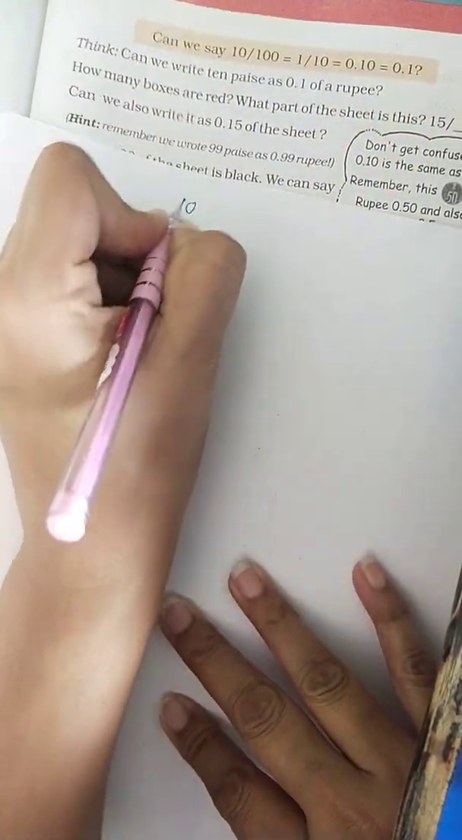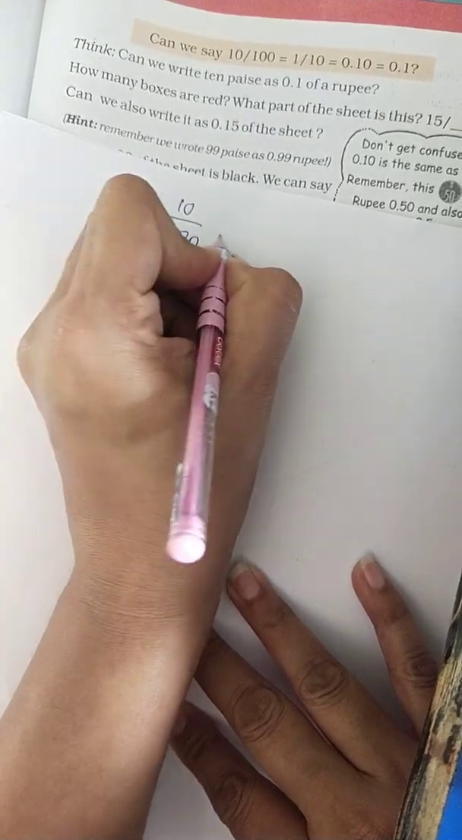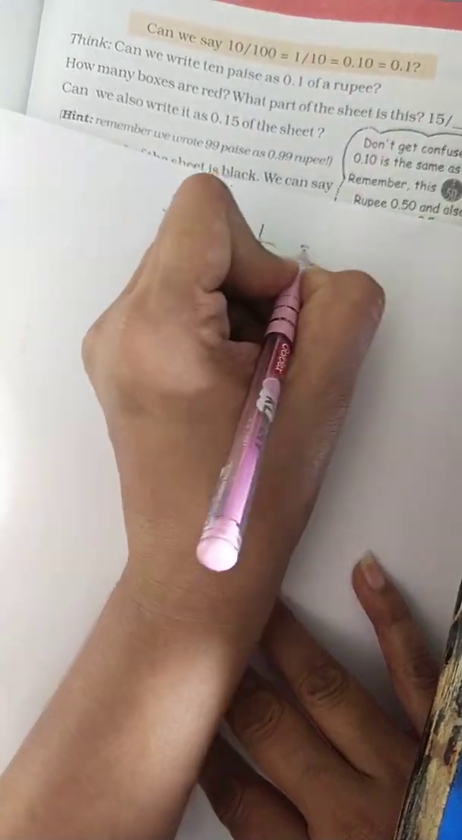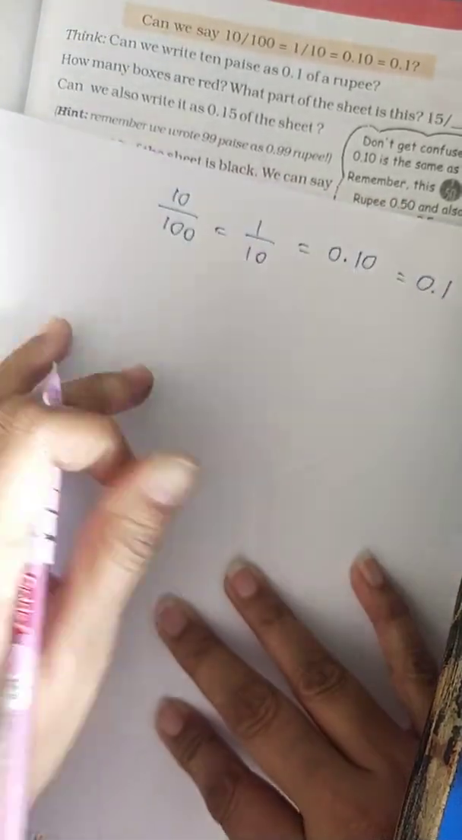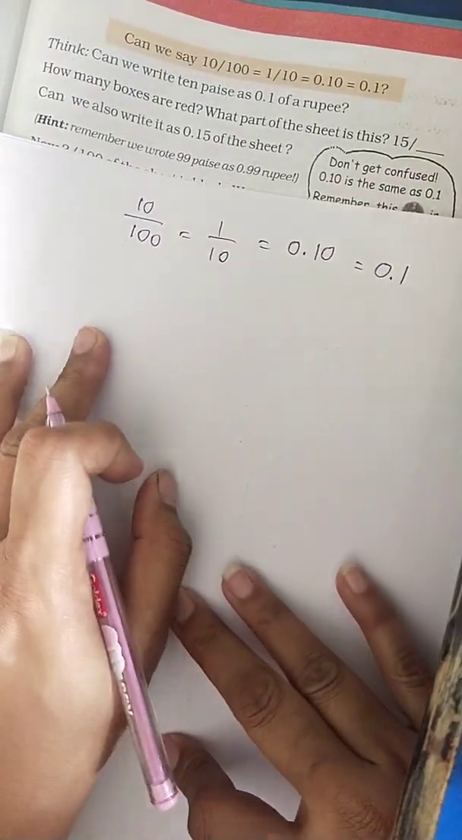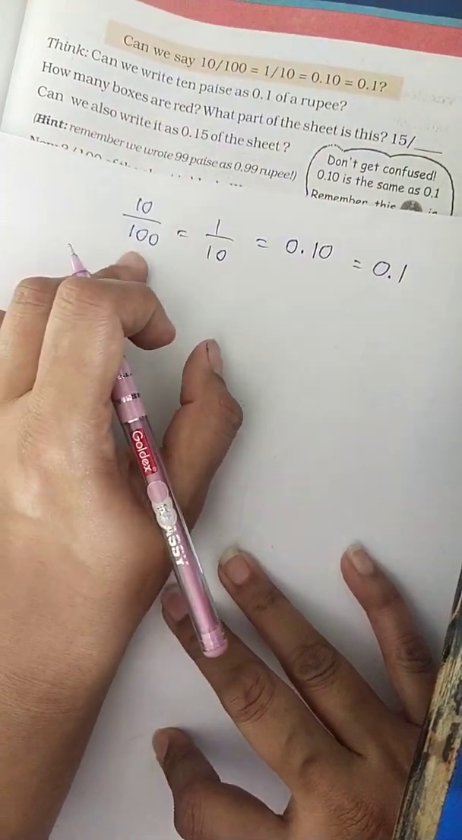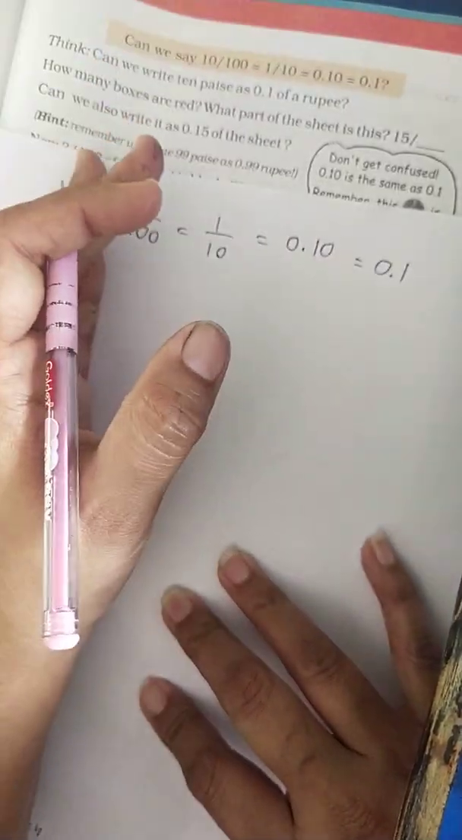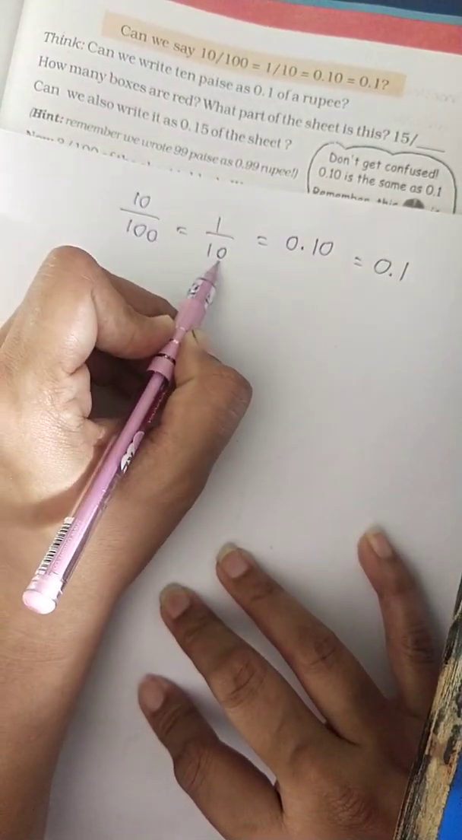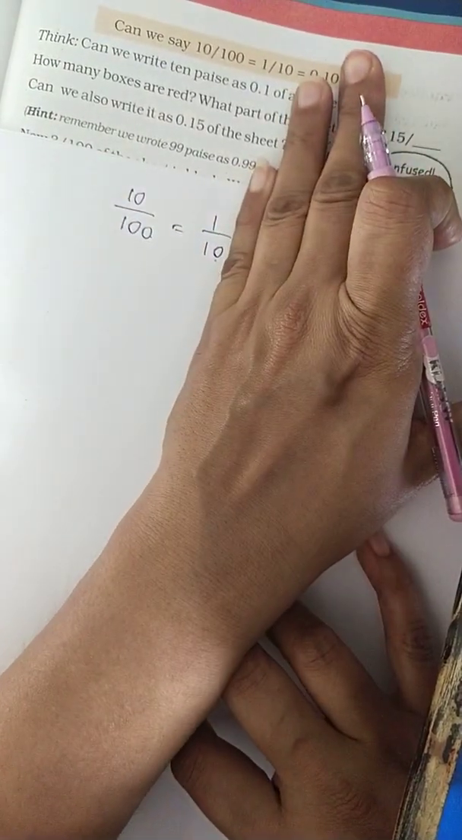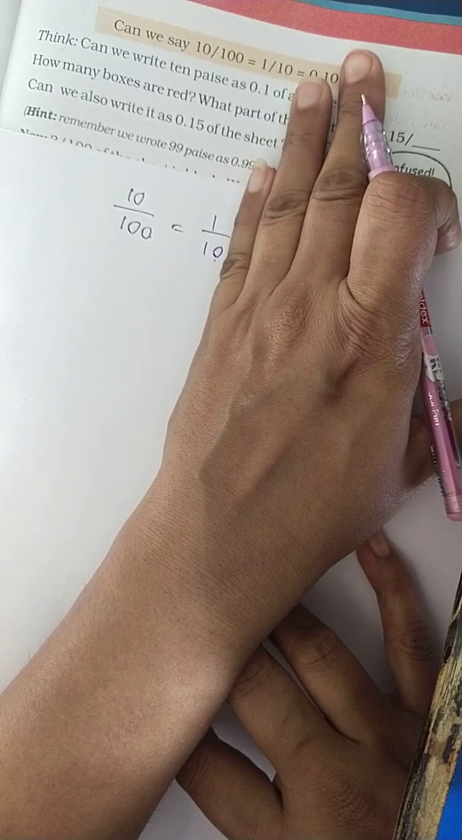Yes. How? See, 10 upon 100 is equal to 1 upon 10, equal to 0.10 and equal to 0.1. So 10 upon 100, if we reduce it to the minimum, as we learned in the fraction chapter, cutting the 0s, what remains? 1 upon 10. So both are equivalent fractions.